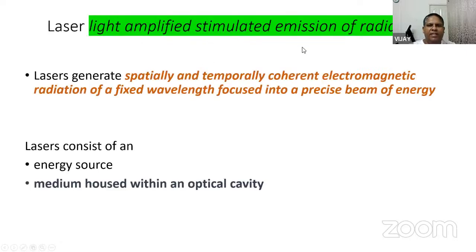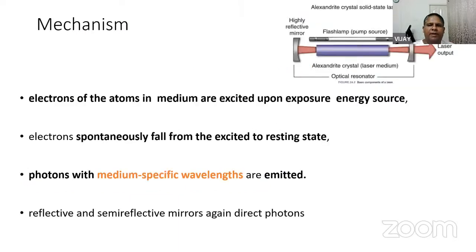Laser is light amplification by stimulated emission of radiation. Laser generates spatially and temporally coherent electromagnetic radiation of a fixed wavelength into a precise beam of energy. Okay. So lasers consist of an energy source and a medium housed within the optical cavity. Let us see how a laser works.